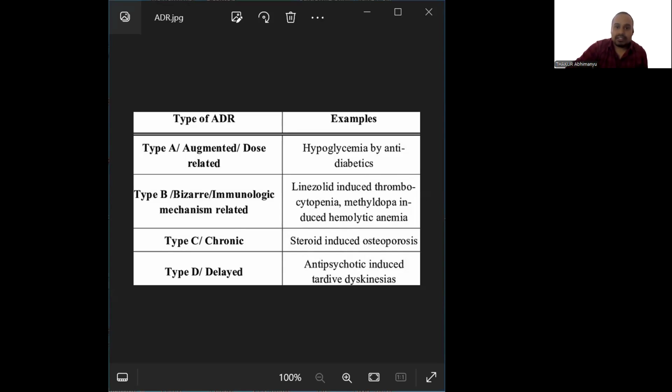Third is type C reaction. These are chronic effects that occur with long-term use. So if you use a certain drug for a long term, that can have this type C adverse drug reaction. There is another one, that is type D reaction. These are delayed effects, such as carcinogenesis. Some drugs can cause cancer, and that is characterized as type D reaction.